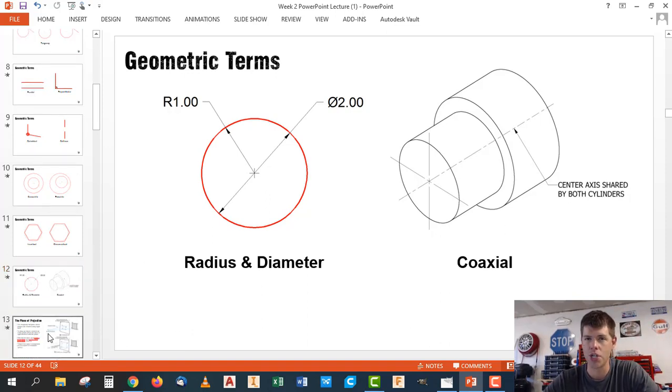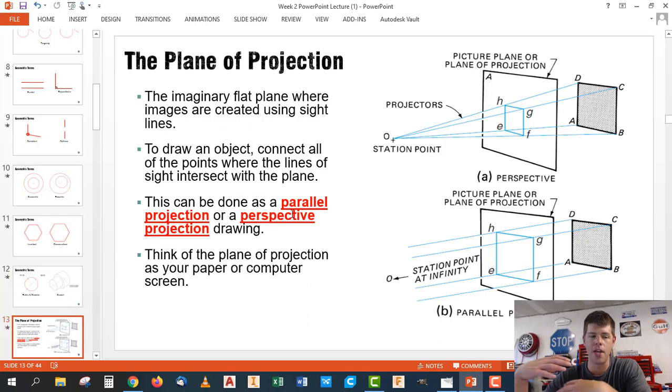Let's talk about projection theory. What are the different ways you're capable of drawing something as a person? And why did we decide to do it one specific way for technical drawing as engineers? And why not the other way? There's two different categories of drawing that humans use. One is called perspective projection, and the other is called parallel projection, okay?